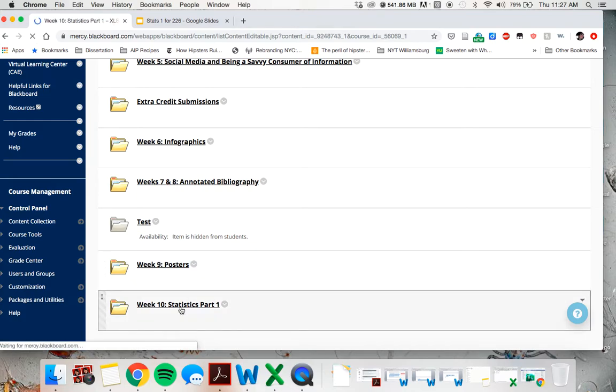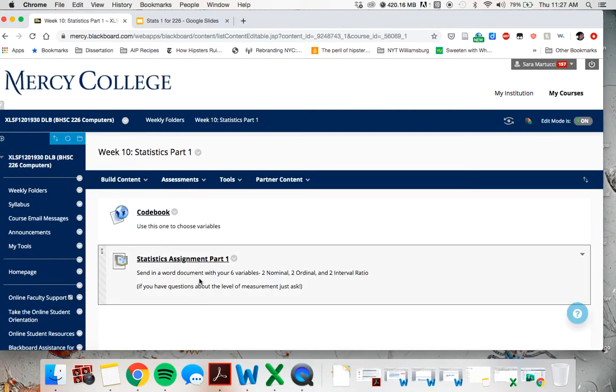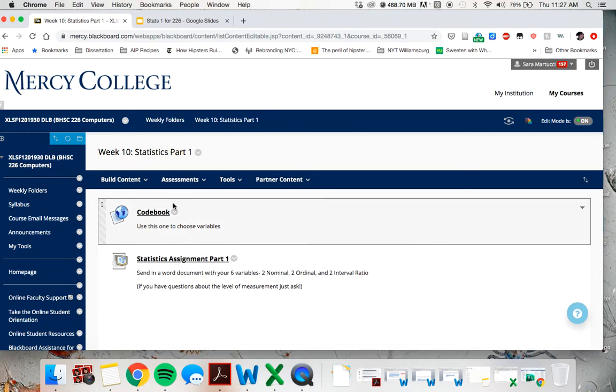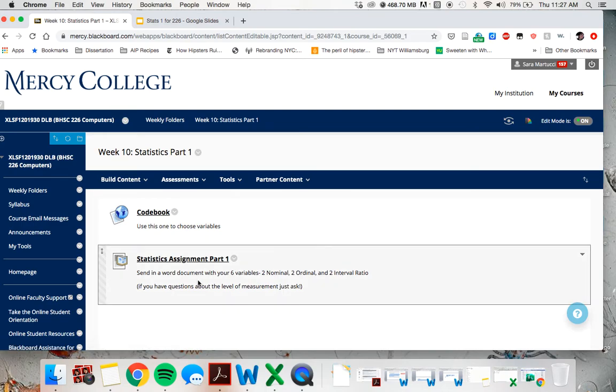But for this week, what you do need to submit is 6 variables that you want to use. Now, these don't need to be related to your final topic for the class. This assignment, unlike the infographics and unlike the poster, might not relate to your final paper, and that's okay. But what you want to do is find 6 variables, 2 at the nominal level, 2 at the ordinal level, and 2 at the interval ratio level. So you're going to be looking for these in the code book, which I'll show you in a minute, and then you will just upload a Word document with those 6 variables listed in it, and that's your assignment for the week.